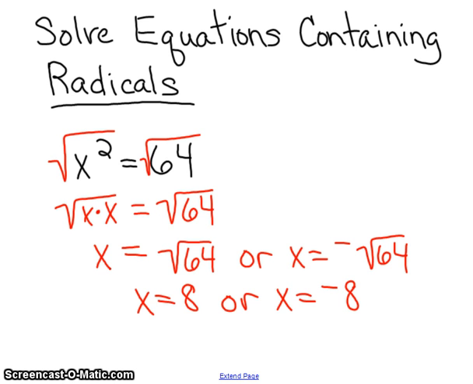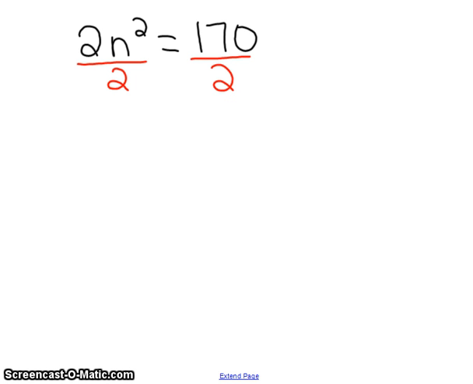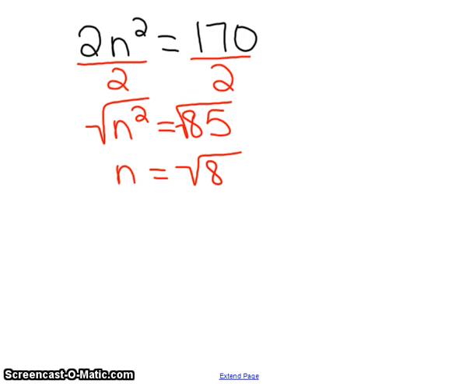We may also have to do that with a few more steps. For example, if we had the problem 2n squared equals 170. Okay? We're going to start by getting the n squared by itself. So we're going to divide each side by 2, and we get n squared equals 85. Just like last time, we're now going to take the square root of each side. Square root of n squared, square root of 85. This is obviously n on this side, and we could either have the square root of positive 85 or the negative square root of 85.